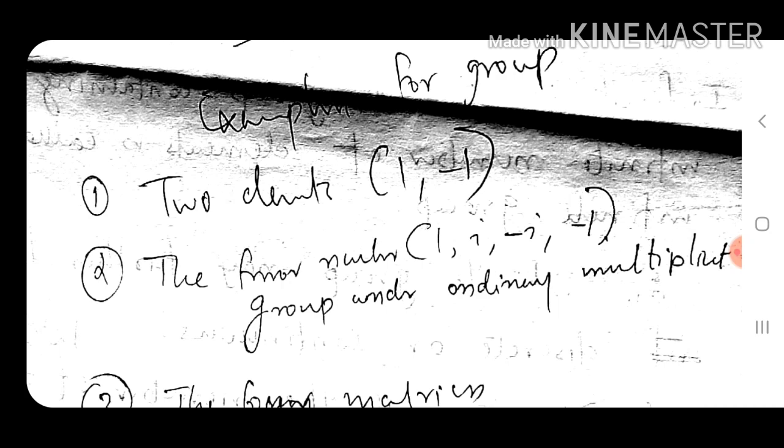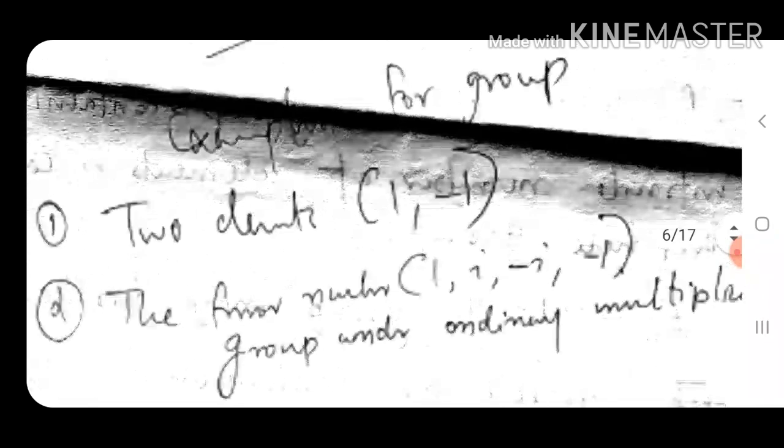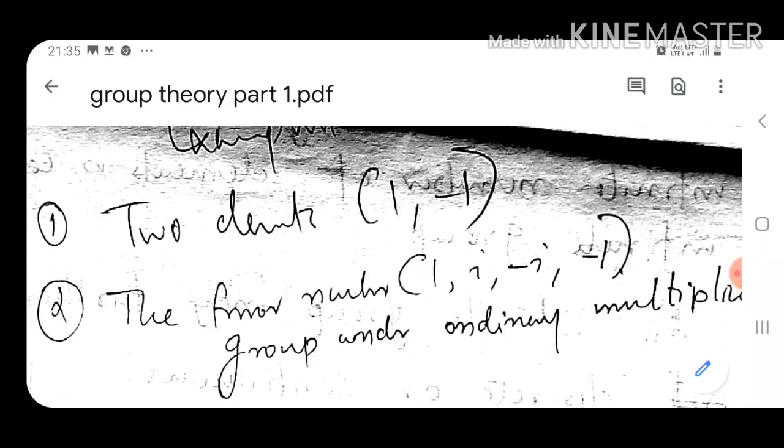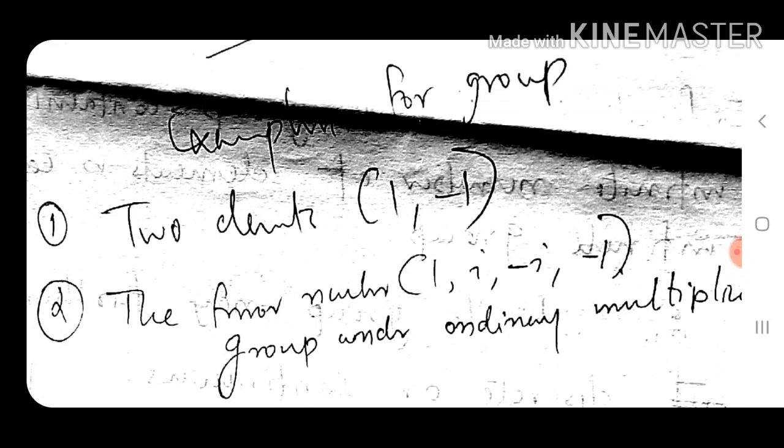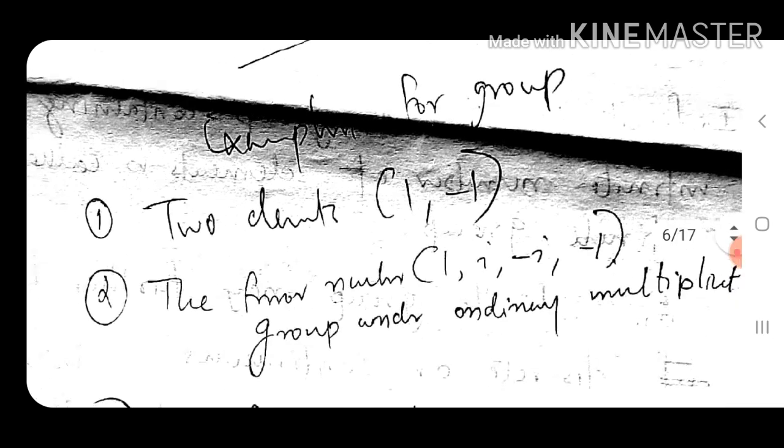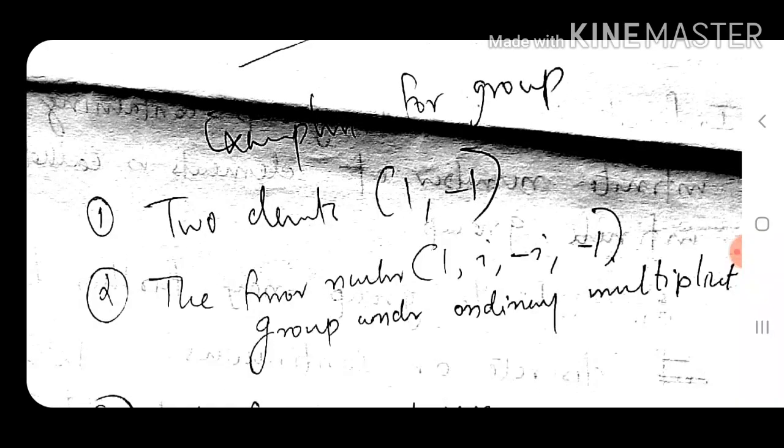And what will be the inverse of minus 1? What is the definition of inverse? If you multiply an element with another element in the set, you should get the identity element. So here when you multiply minus 1 with minus 1, you will get 1. So what is the inverse of minus 1? Minus 1 itself. So all the properties are satisfied. Its law of composition is multiplication.